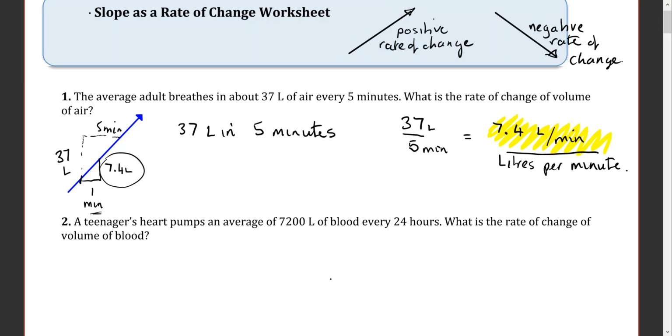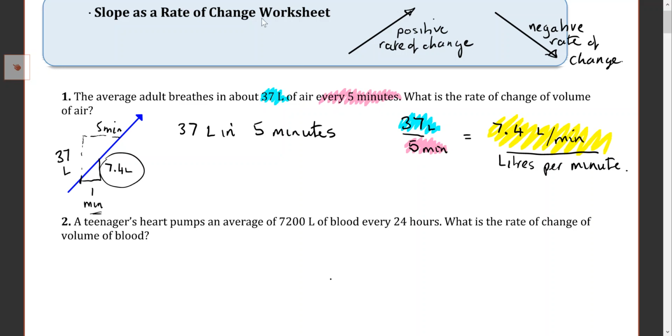So just to maybe add something, if you like to work this way, you can obviously look at the words, and the average rate is 37 litres, okay, so that's 37 on top, in, should we say, every 5 minutes, so that's the thing underneath.